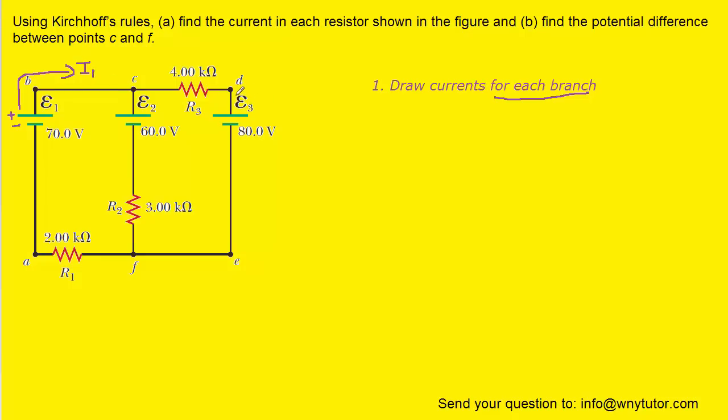Similarly, if we come over here to this battery, it's marked E3. The larger terminal is the positive terminal, the smaller one is negative. We project the current away from the positive terminal typically, so we'll draw an arrow going in this direction, and we can label that current I3.